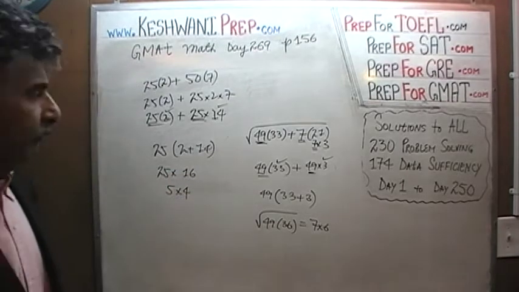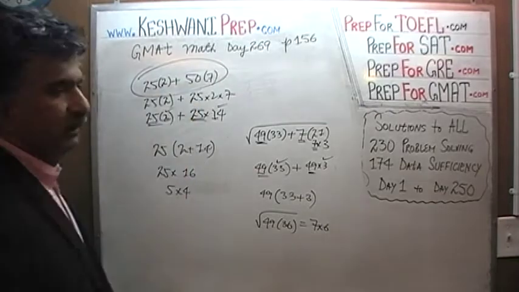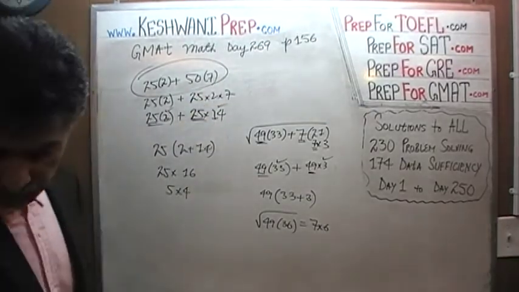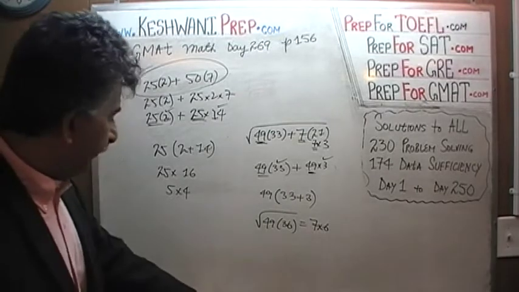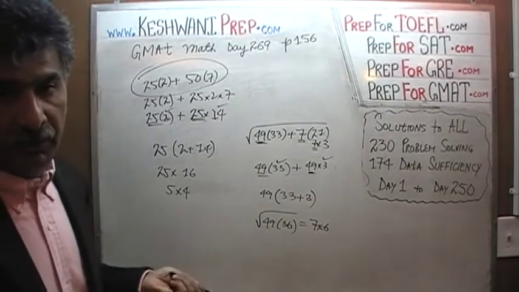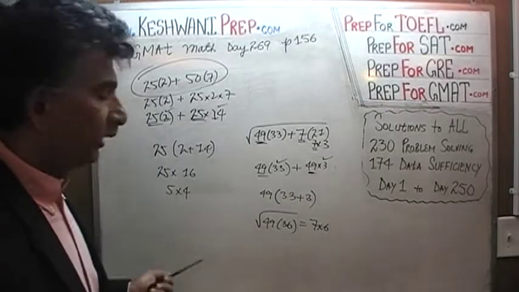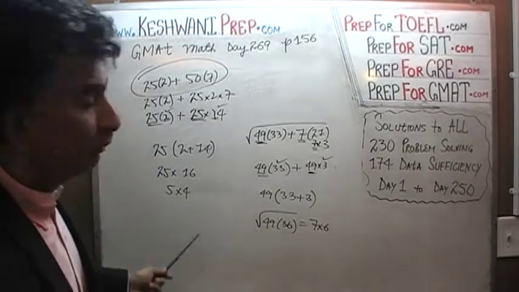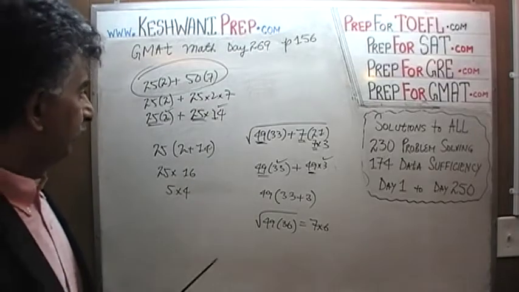Another example of a problem that will never appear in the real exam. It is way too simple. 50 times 7 is 350, plus 50 is 400. Square root of 400 is 20. Everybody knows that. It can be done mentally in a matter of a few seconds. This was just to give you practice on the technique. Let's do one more.